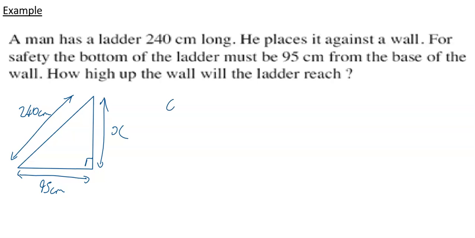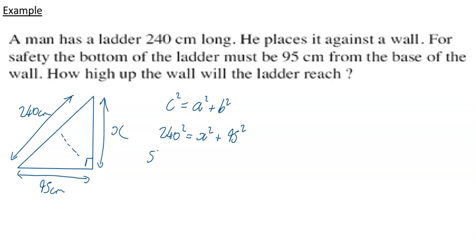Okay, write down Pythagoras Theorem just to keep us right. C squared equals a squared plus b squared, where c is your hypotenuse. Always, your hypotenuse is the side opposite the right angle. So in this case, it's 240. So 240 squared is equal to x squared plus 95 squared, and then we'll go with this.